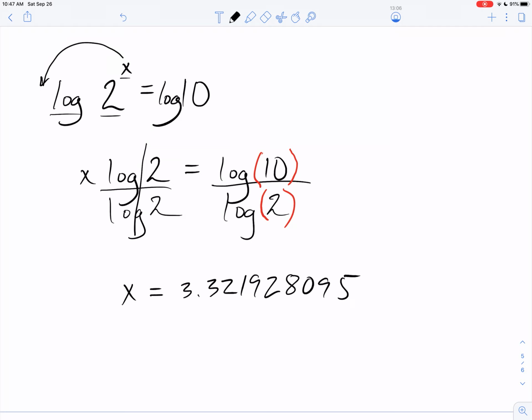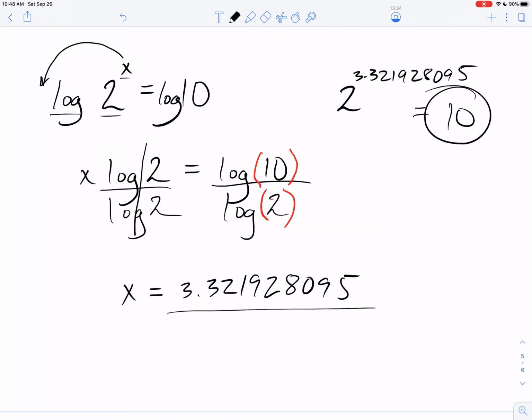3.321928095. If I were to punch this number into my calculator, it would tell me the answer is 10. Remember, what were we shooting for? 2 to some power equals 10. Well, guess what? There is an answer for that.